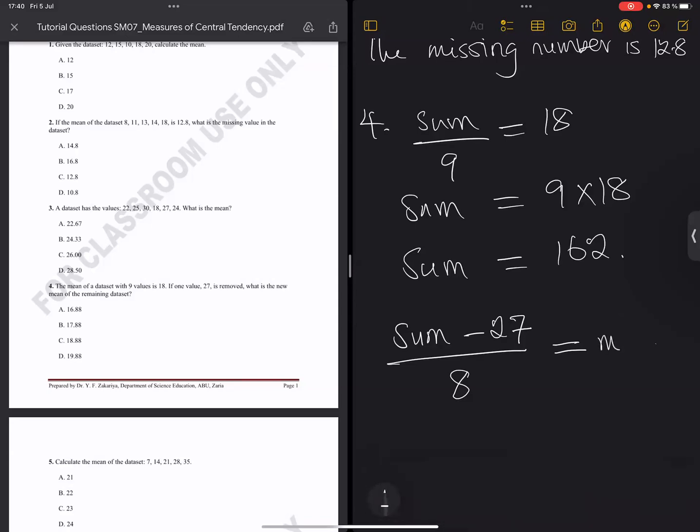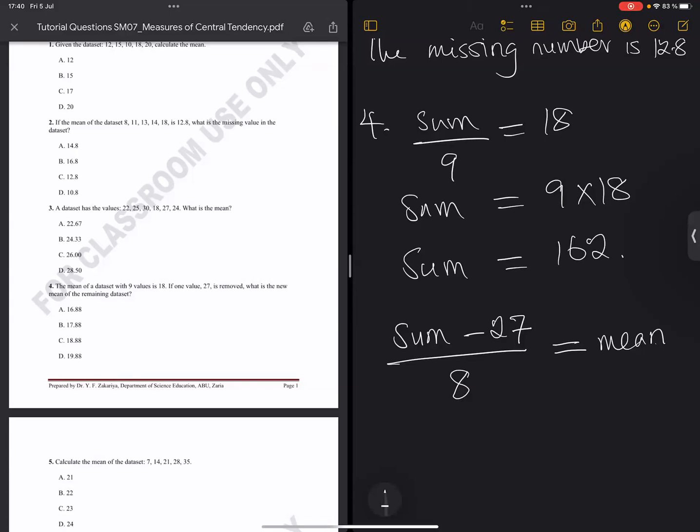Where is the 8 coming from? We remove one number from 9 numbers, so it remains 8 numbers now. Do you understand it now? And for the sum, we are removing 27 from that sum. The sum of the remaining ones will be the sum minus the 27. Is it okay?